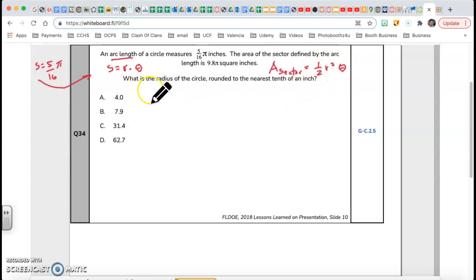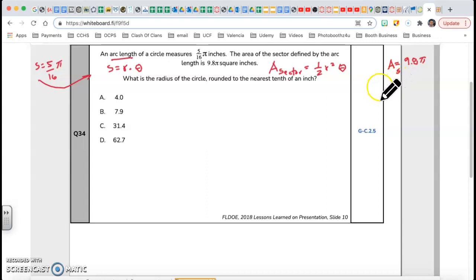The question is, what is the radius of the circle, rounded to the nearest tenth of an inch? So I need to find the radius. Therefore, I have two formulas. I know that the area of the sector is 9.8 pi square inches, right? I have my units. These are in inches. This is the arc length, and this is the area of the sector. Okay, how do I start? I need to relate these two equations somehow.